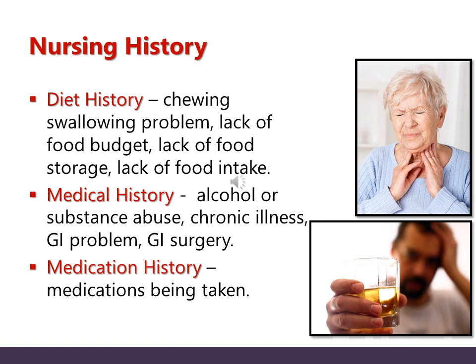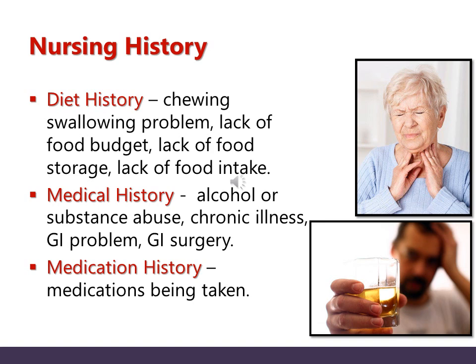Aside from diet history, you need also to check for medical history. Okay? What are the medical conditions of the patients that could possibly affect the nutrition? For example, alcohol or substance abuse. Most patients with alcohol and substance abuse have poor nutrition. They cannot maintain good nutrition. Why? Because they keep on drinking alcohol and other substances.